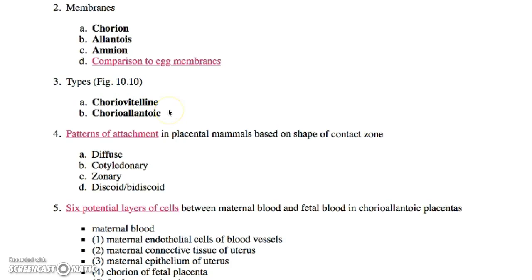If we look at the diversity of placental types in different mammals, we find that there are two major categories of placentas in mammals that give birth to live young. We have choriovitelline placentas, which are the type that marsupials have, and then we have chorioallantoic placentas, which are the types that all placental mammals have.